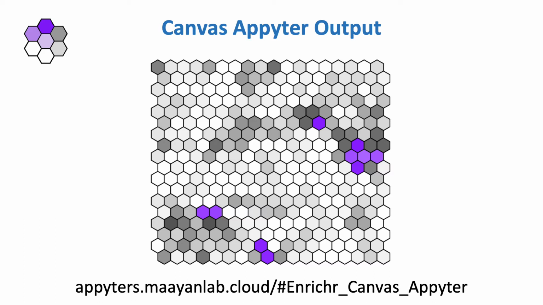Here's a sample output from the Canvas Appyter visualizing the COVID-19 signature on the KEGG 2019 library's hexagonal canvas. We will return to this example later, and I will provide information about the clusters and what gene sets they represent. In general, each hexagon on the canvas represents a gene set from the selected Enrichr library.